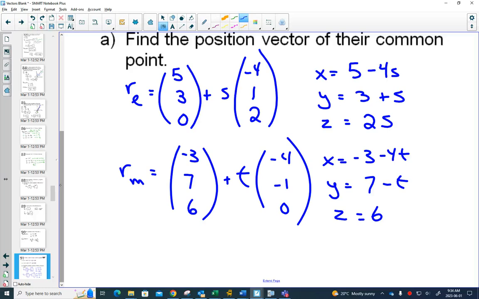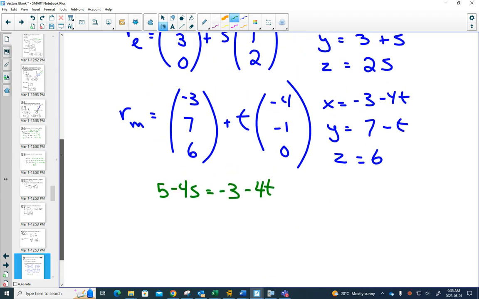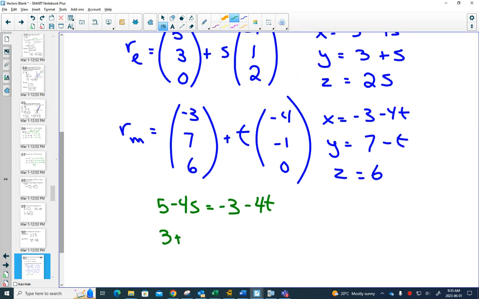So we can take our parametric equations and we can create a very big system of equations. We have 5 minus 4s has to equal -3 minus 4t. From our y coordinates, we would have 3 plus s has to equal 7 minus t. And from our z coordinate, that 2s has to equal 6. I hope you see from the last one, it's not always like this, but the last one's really easy to see that s has to be 3.